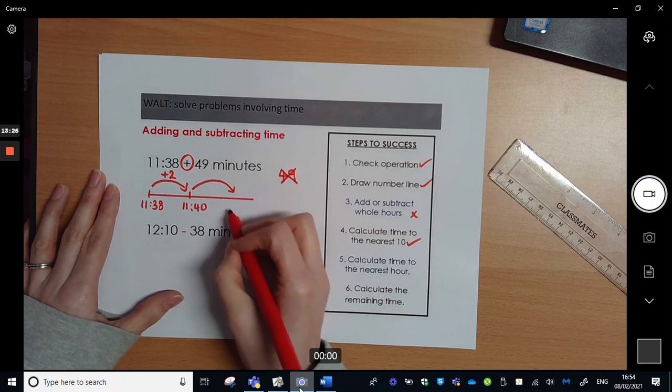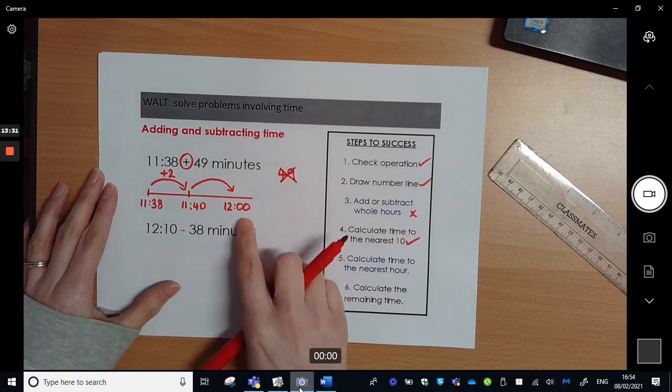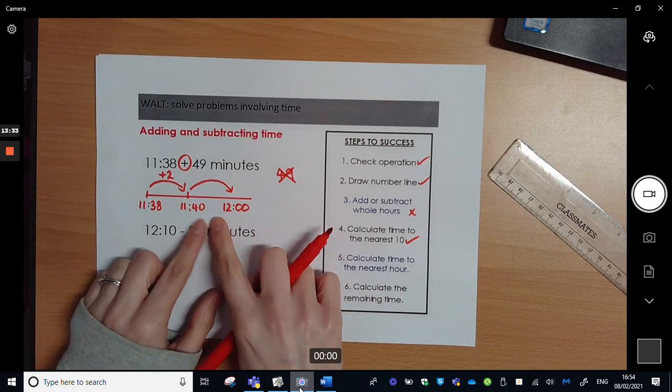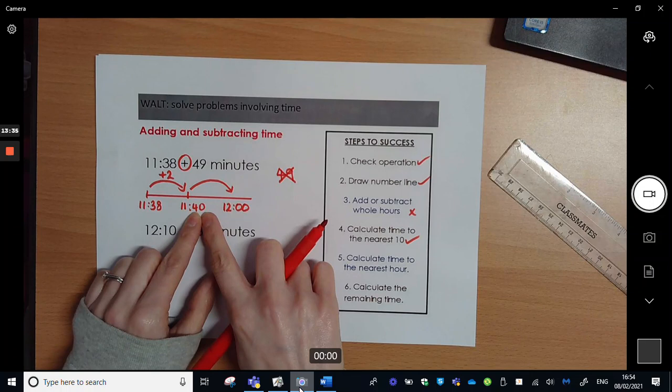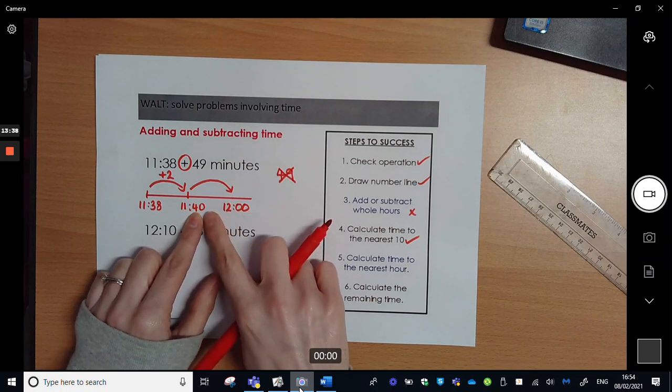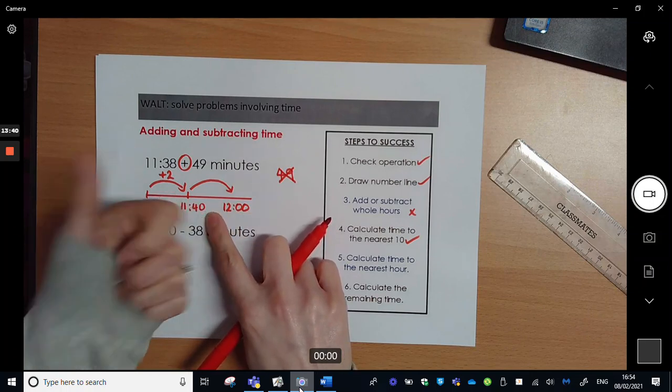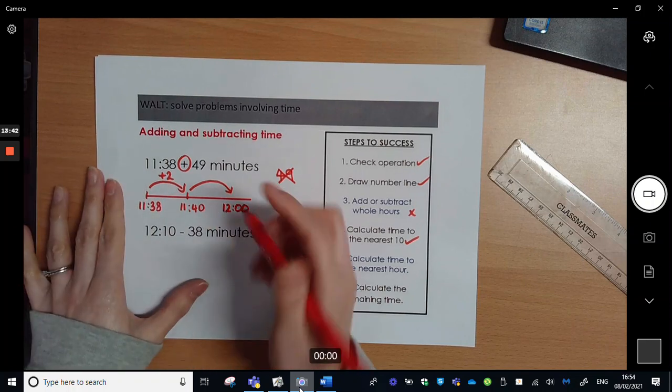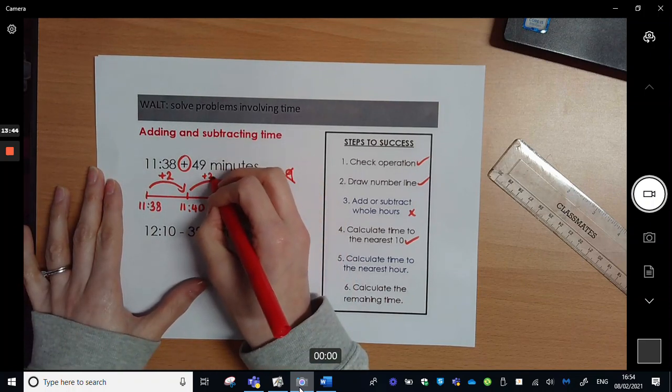So to get to the nearest hour, my next hour is going to be 12 o'clock. Okay. So I want you to think, if I'm at 11:40, how many minutes to the next hour? So 40, 50, 60. There are 2 10 minutes. So 20 minutes.